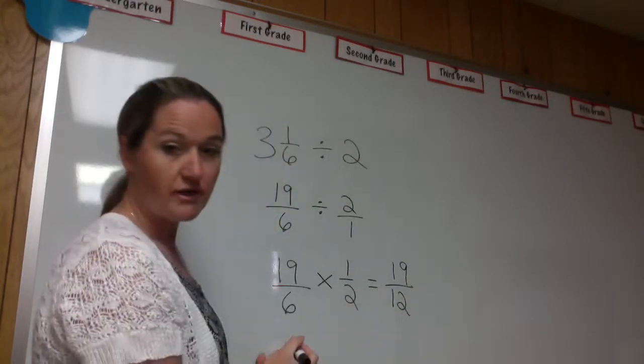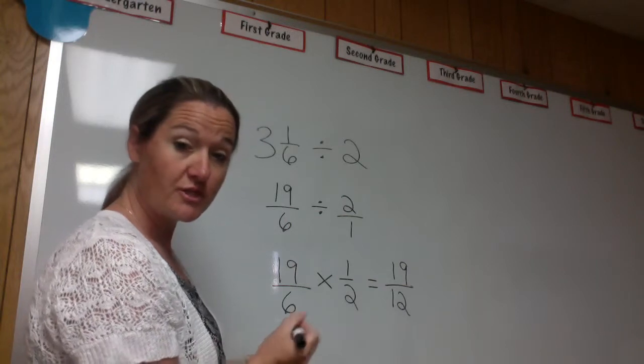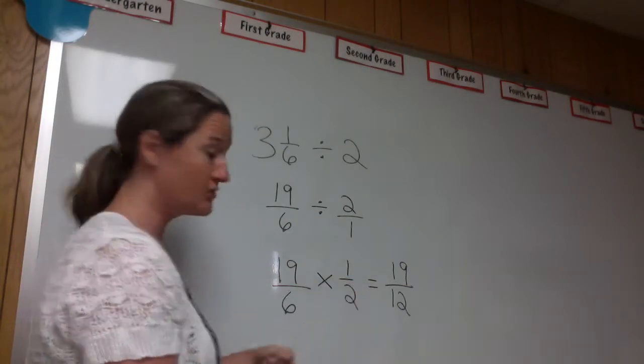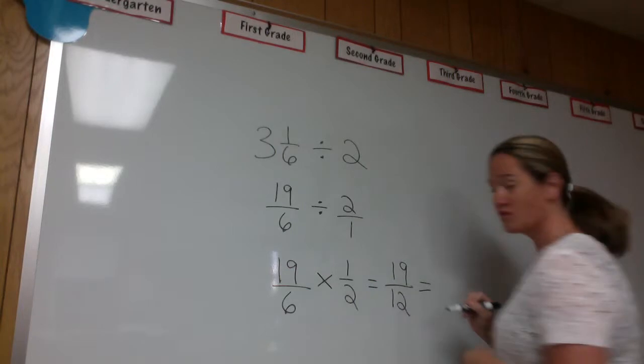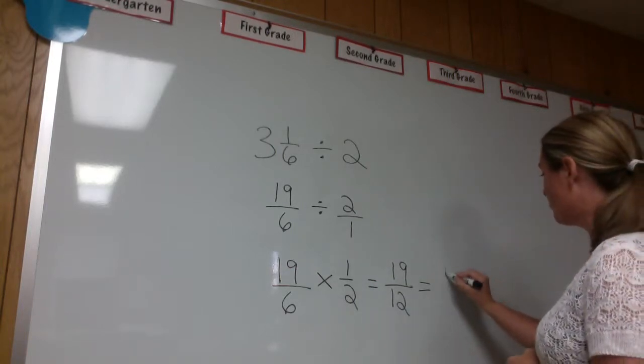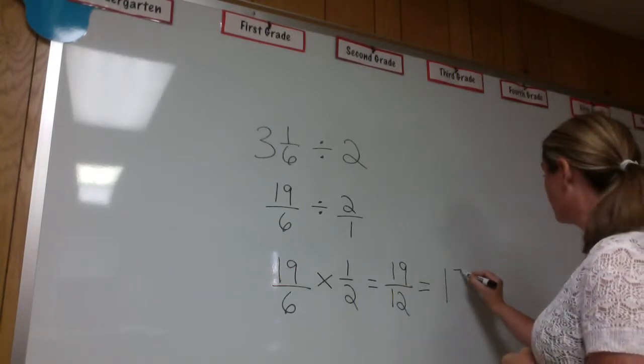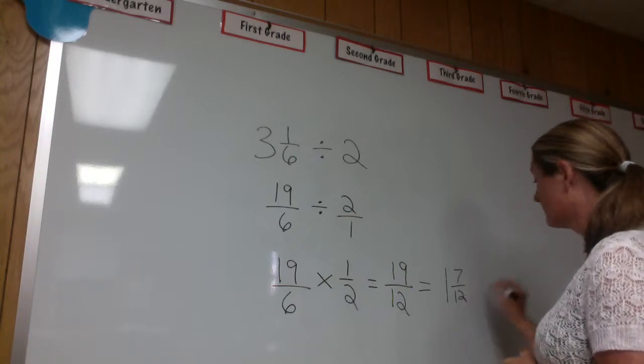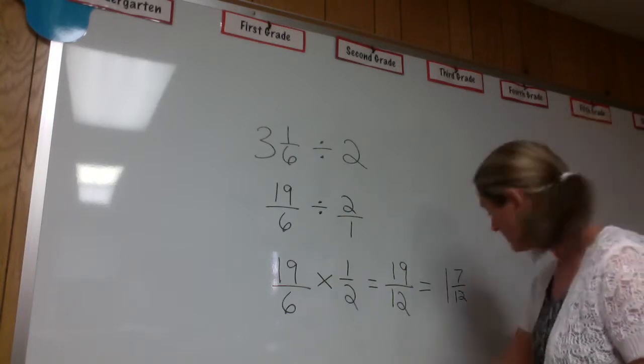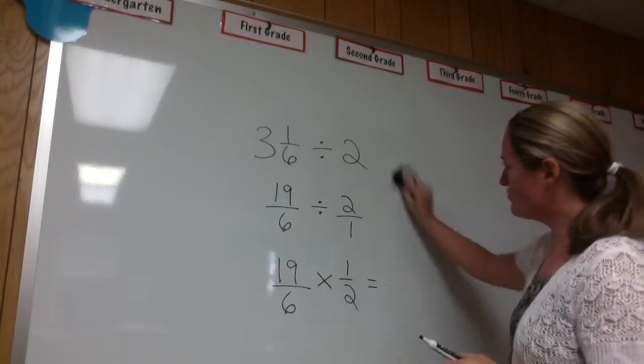19/12. Now I'm ready for my last step, which is that I have an improper fraction and need to turn it into a mixed number. 12 goes into 19 one time with the remainder 7, so 7/12. Amazing. All right, one more.